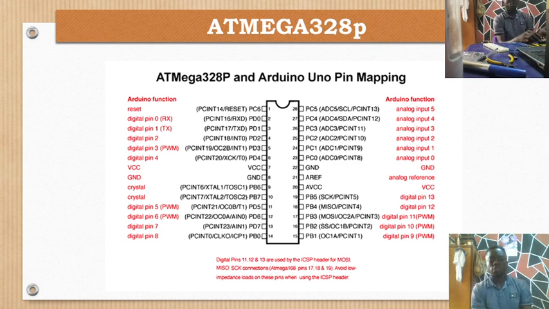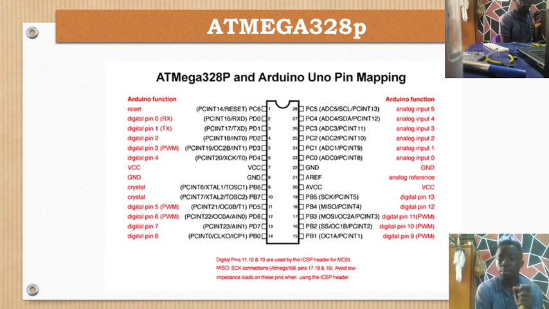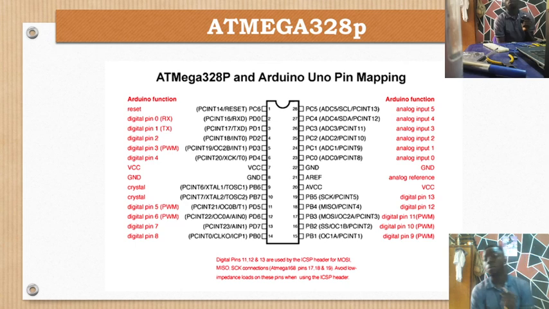There's something I forgot to talk about. The Atmega 328P microcontroller is an 8-bit microcontroller. That is, it processes data in the form of 8 bits. So it cannot handle data that is higher than 8 bits. That's the way it operates.